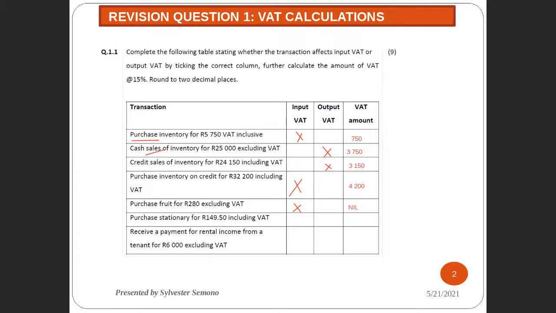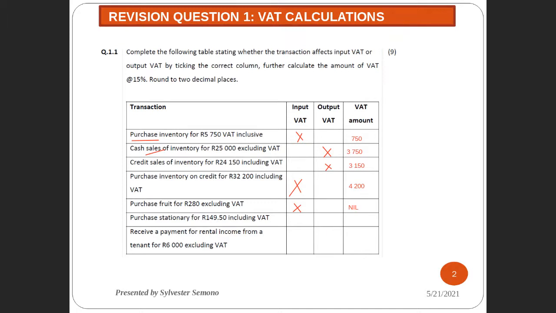So please do not, you can't. So this one, yes, it's input, but you are not allowed to claim it back from SARS. Go and check. Food in general, yes, you pay, but you cannot claim back on that. So again, this is one of those which are under non-allowable. Okay, so please go and check your notes for that. Yes, there's VAT included, you cannot claim back, unfortunately.